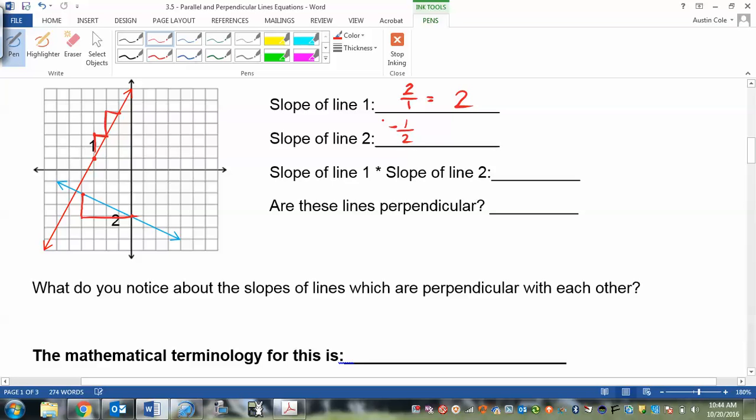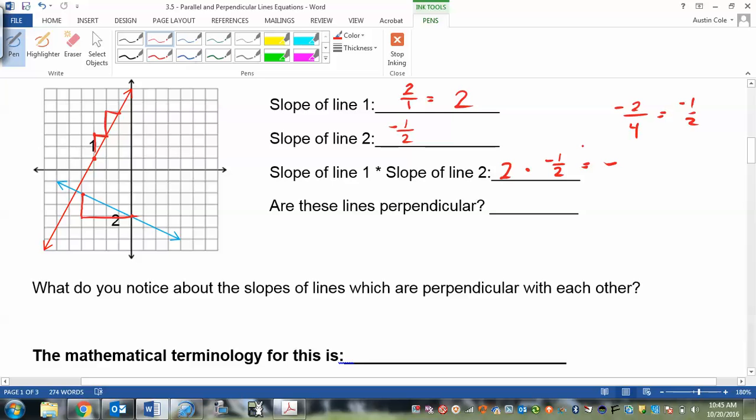Now, I just want to let you know that if I did negative 2 over 4, well, what does that reduce to? Negative 1/2. So you can get the same answer either way. So our slope of line 1 is 2, and the slope of line 2 is negative 1/2. Now check this out. If we multiply them together, 2 times negative 1/2. First of all, what's a positive number times a negative number? Negative. It's always going to be negative, isn't it?